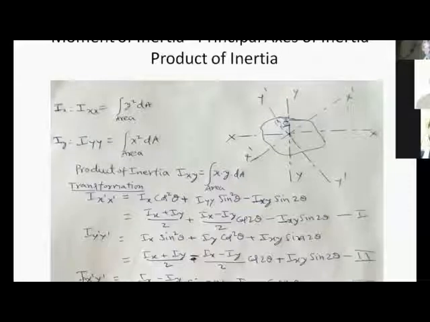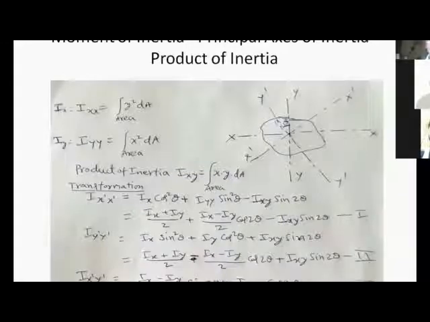Then Ix dashed y dashed is the expression similar to your tau theta. Tau theta is given by tau xy cos 2 theta minus sigma x minus sigma y by 2 sin 2 theta. So instead of minus, now we have plus: Ixy cos 2 theta plus Ix minus Iy by 2 sin 2 theta. So this is similar to the stresses on an oblique plane, which we studied in the principal stresses chapter.